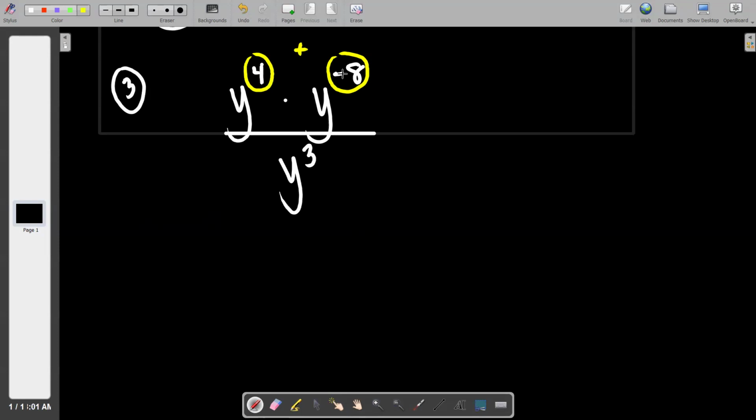No, it's plus because they're next to each other. We're not subtracting. So 4 plus -8 is -4. So we have y to the -4th over y to the 3rd.